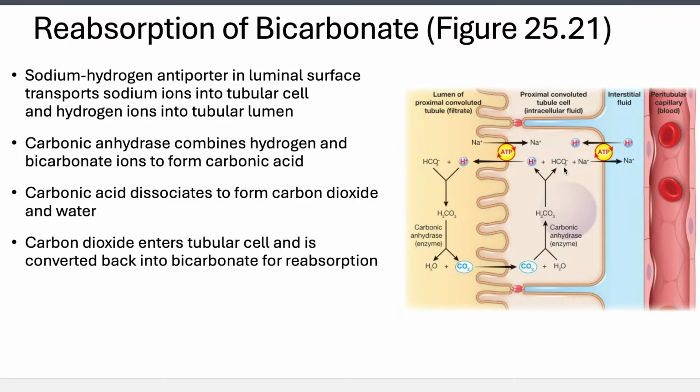All right, so this is going to do something with pH. Carbonic anhydrase combines hydrogen and bicarbonate ions to form carbonic acid. Carbonic acid dissociates to form carbon dioxide and water. So carbon dioxide enters the tubular cell and is converted back into bicarbonate for reabsorption.